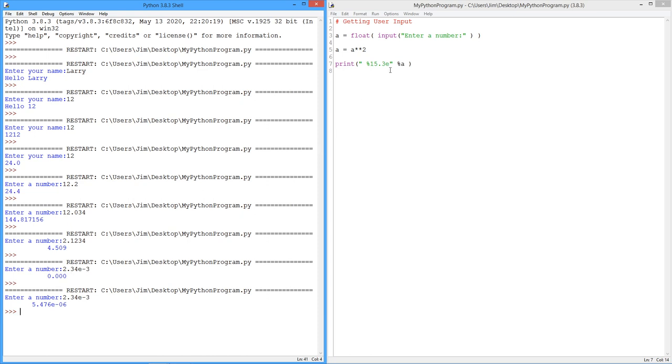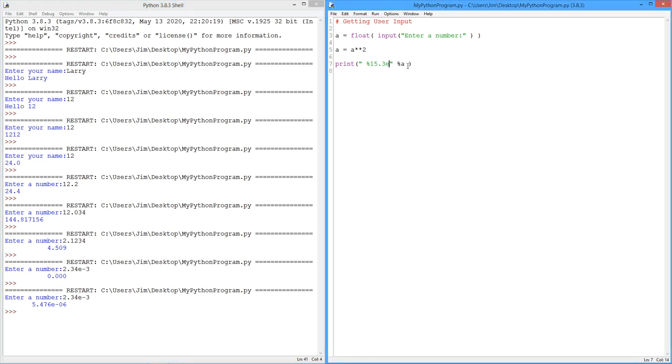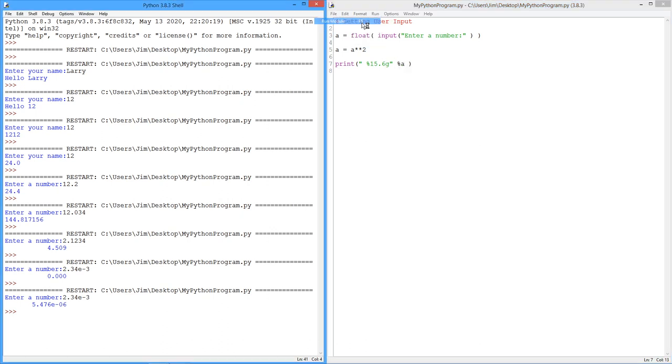Not so good. And then, of course, we have this G that I was talking about. Now, the difference with G is that the 0.3 in this case is the total number of digits it's going to use. So we might want to expand that out a little bit. I'll just use 15.6G. But it's going to use, like I said, the shorter of the two. All right. So in this case, that's what ends up happening.